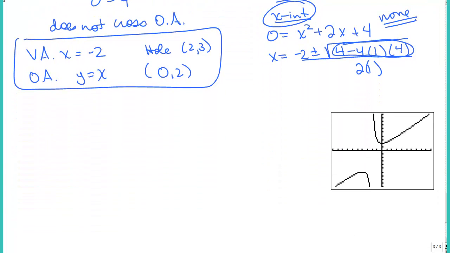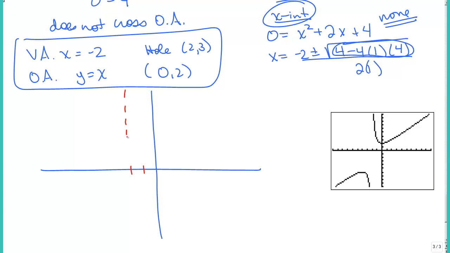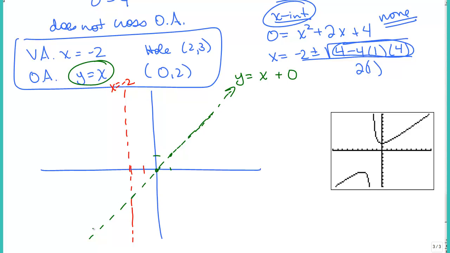So again, we're going to look at our graphing calculator. We're going to use our brain. Okay, so we have that vertical asymptote at x equals -2. Alright, so that's y equals mx plus b. So the y-intercept is 0, the slope is 1 over 1, so oblique means slanted. So you have that slanted line of y equals x. We have a hole at 2, 3, and we have a y-intercept at 0, 2.